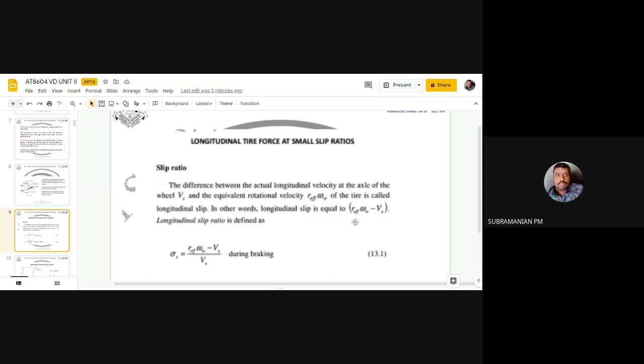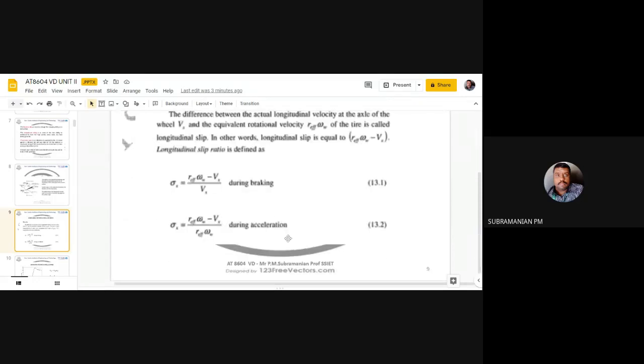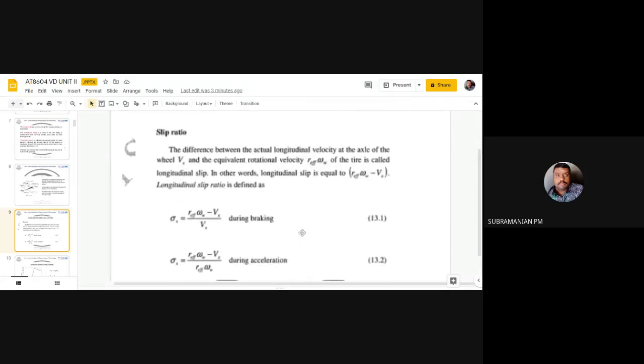So here, I'm going to use r omega minus v, and vx, everything is considered in the x direction. So I can say this is longitudinal slip. And if I put r into omega at the denominator, as well as vx at the denominator, I'm having what? Slip ratio. There will be two slip ratios.